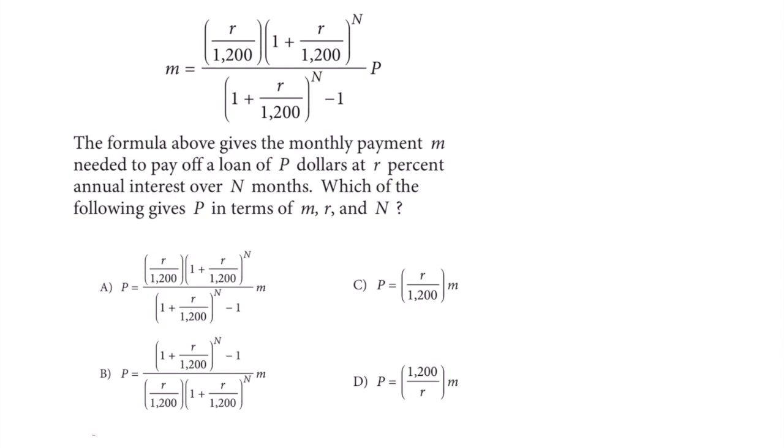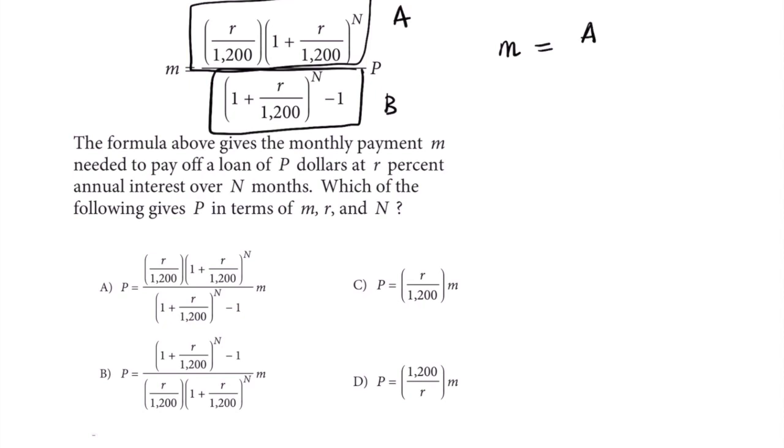What we have to do is write P in terms of M, R and N. I'm taking this as the numerator and this as the denominator. My numerator is represented by A and my denominator is represented by B. So my equation becomes M equals A by B into P.